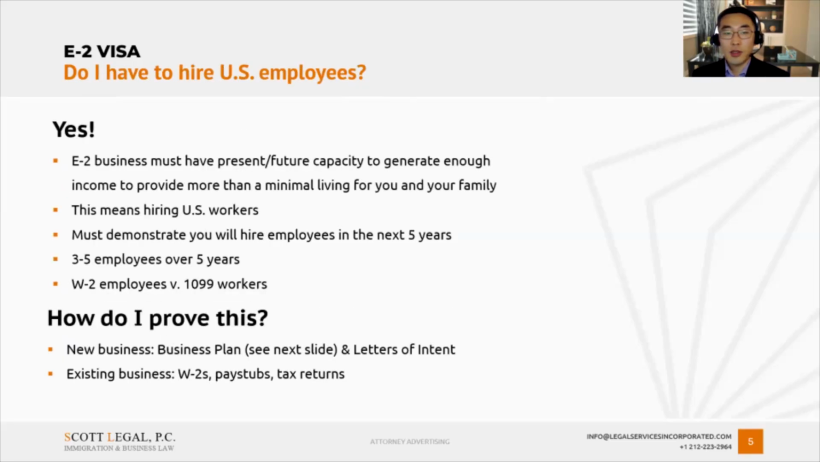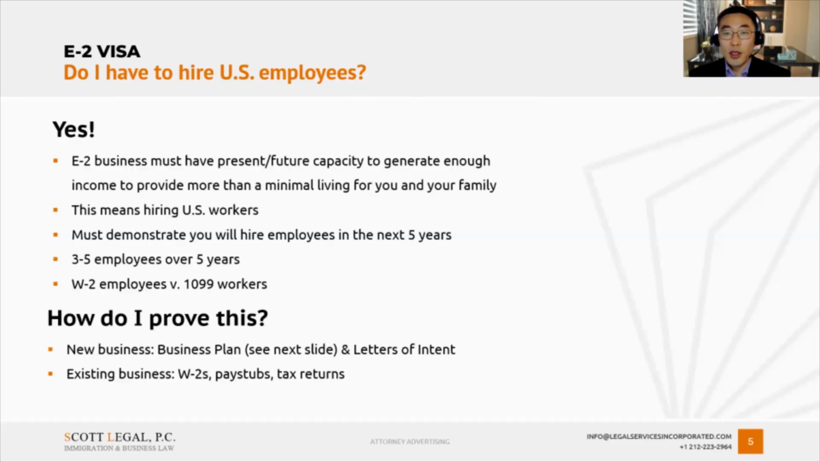Move on, next. Do I have to hire US employees? Answer is yes. Again, think about the whole point of the E2 visa: why the United States government is giving out this visa is basically to create local jobs in the United States.